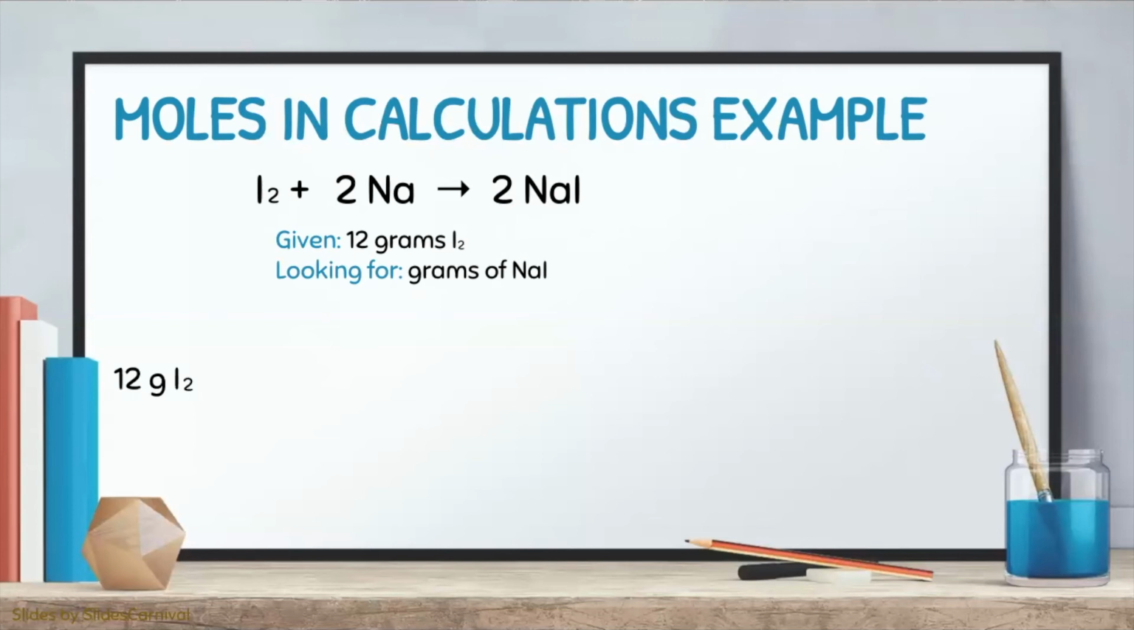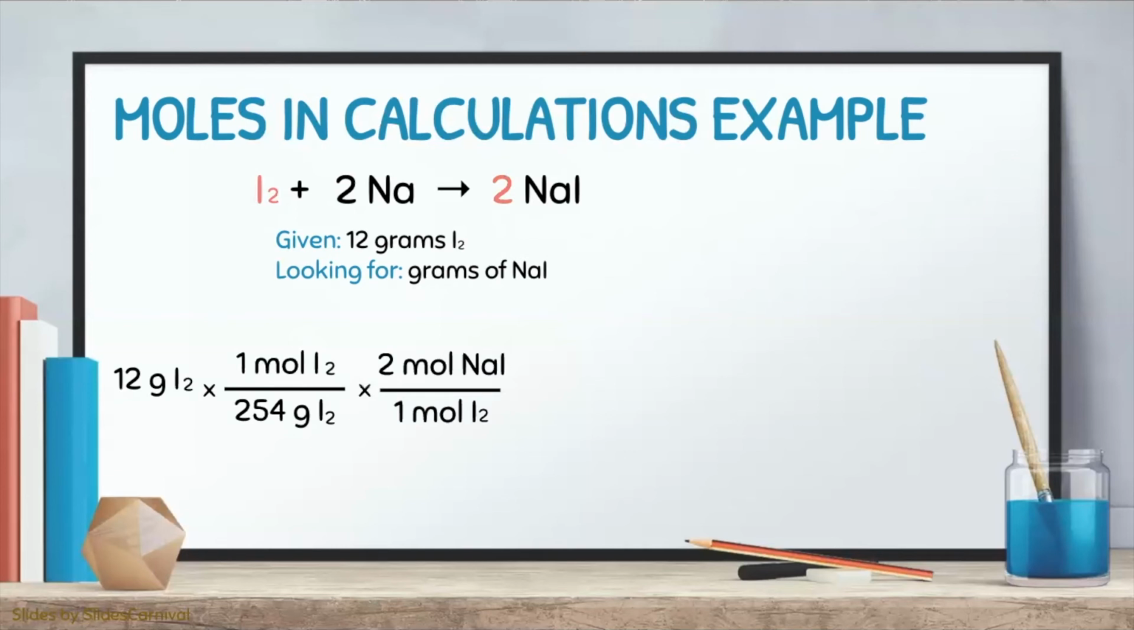So you'll start with what you're given. Then you can use mass from the periodic table, and that allows you to get into moles. Notice that I doubled the mass of iodide because of the 2 subscript. Now you can use the mole to mole ratio. From the chemical equation, you have 1 mole of I2 per every 2 moles of NaI.